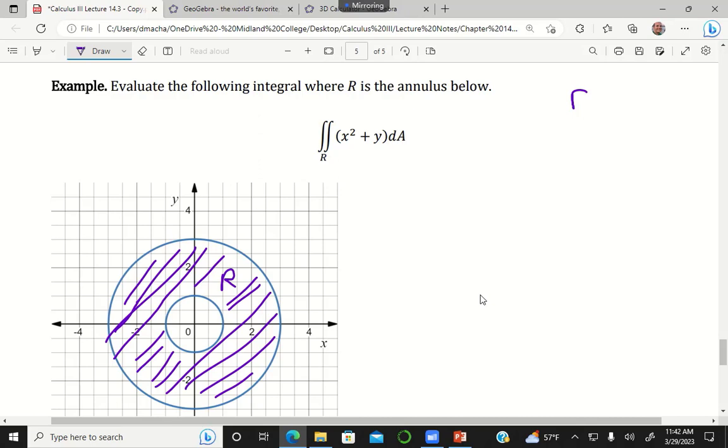So if I wanted to describe all of the points that lie in this region, in the annulus, I would say that r has to be less than 3, because the radius of my big circle is 3, but it has to be greater than 1. So this double inequality describes that annular space in polar coordinates. And of course, theta can be anything because this has radial symmetry all the way around, from 0 up to 2 pi.